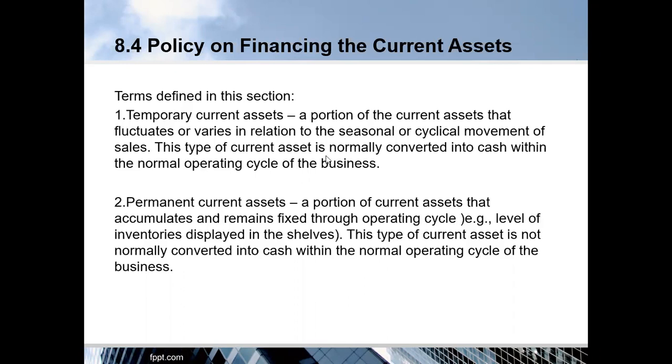Okay, so temporary current assets are the portion of current assets that fluctuates and varies in relation to the seasonal or cyclical movement of the sales. So this type of current asset is normally converted into cash within the normal operating cycle of the business. While permanent current assets are the portion of current assets that accumulates and remains fixed through the operating cycle. So for example, the level of inventories displayed on the shelves; this type of current asset is not normally converted into cash within a normal operating cycle of the business.